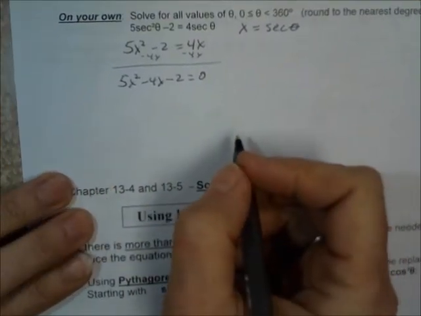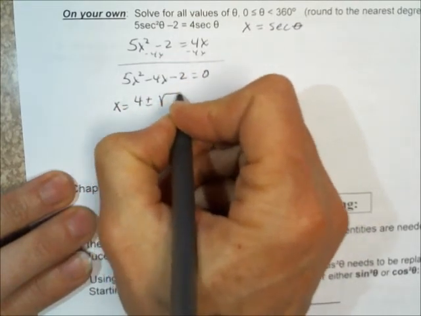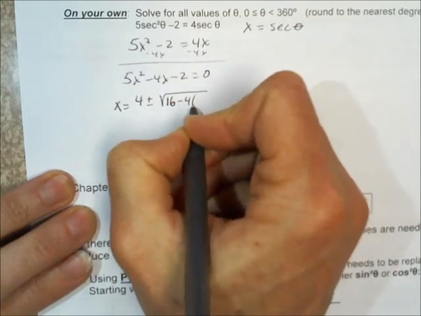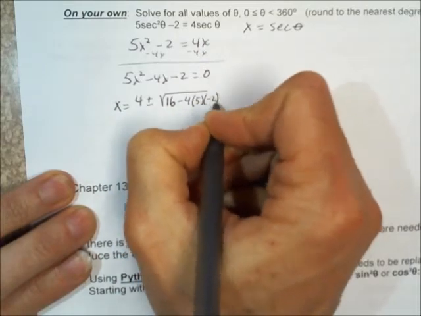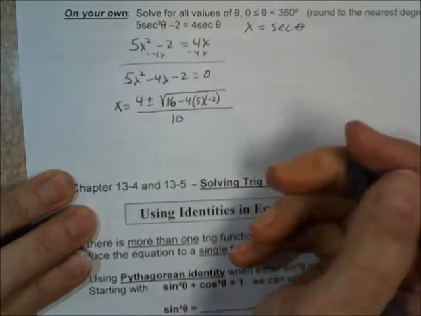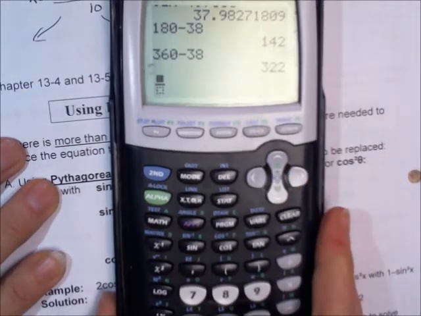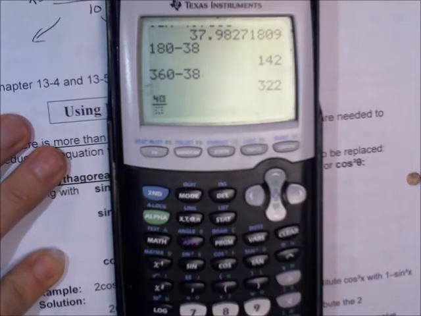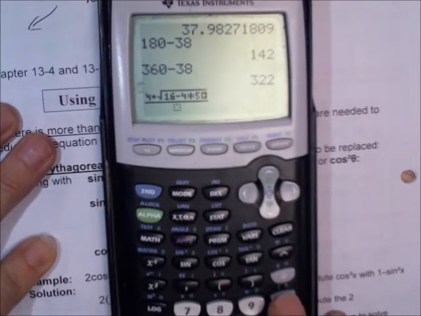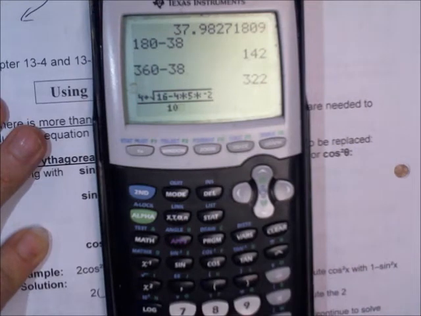Well, this is unfactorable. So x equals negative b plus or minus the square root of b squared, negative 4 squared is 16, minus 4 times 5 times negative 2, all over 5 times 2, which is 10. So we'll have two answers to this. Let's see what we get. Put our fraction up there. And we've got 4 plus the square root of 16 minus 4 times 5 times negative 2, all over 2 times 5, which is 10.